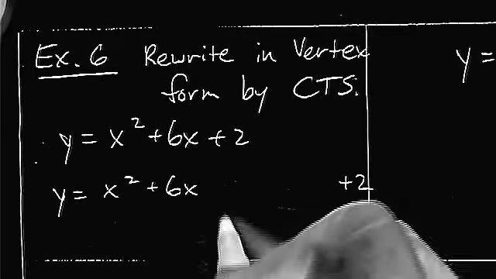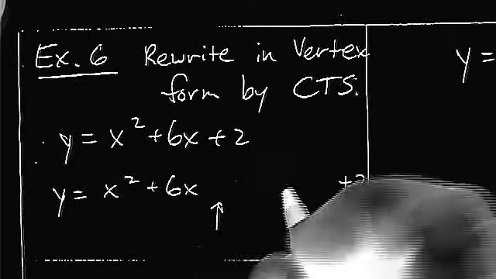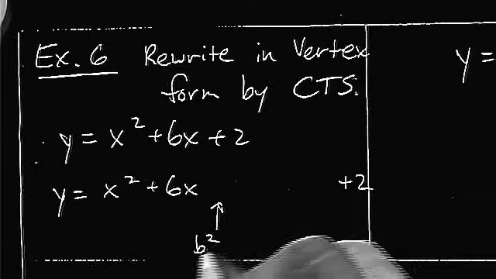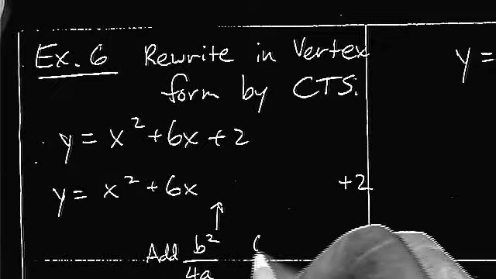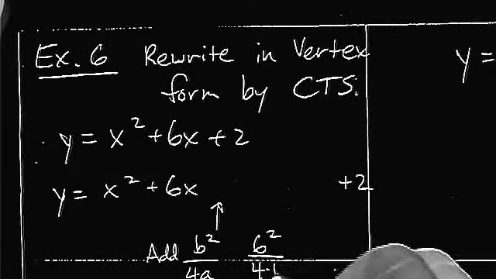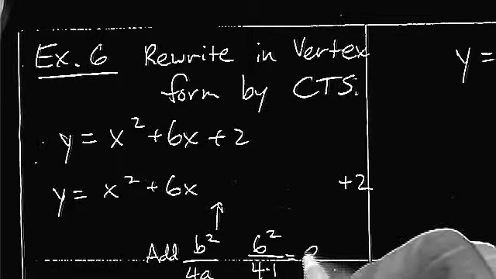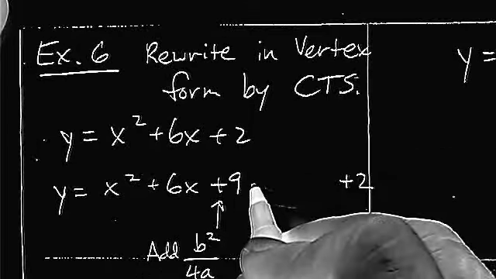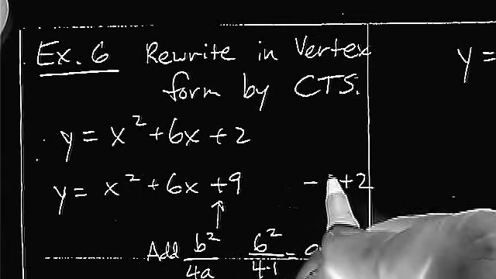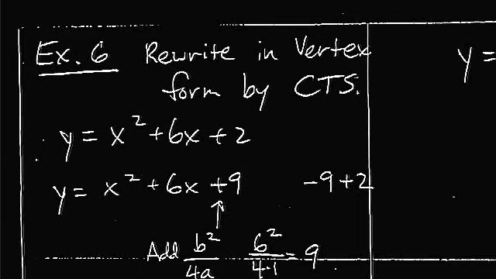So what I want you to do is a little bit different. We're going to use that b squared over 4a trick, and we're going to add it. Okay, so this would be 6 squared over 4 times 1. 36 over 4 is 9. And on the same side of the equation, we are going to subtract the same number.